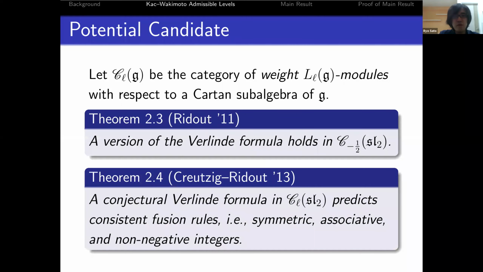Okay. So there is a known potential candidate for the category C. Here let C_L^G be the category of weight L modules with respect to a Cartan subalgebra of G. The precise definition of weight modules is given in the third section. So if we consider the appropriate weight module category, then Ridout proved that a version of the Verlinde formula holds in the level.